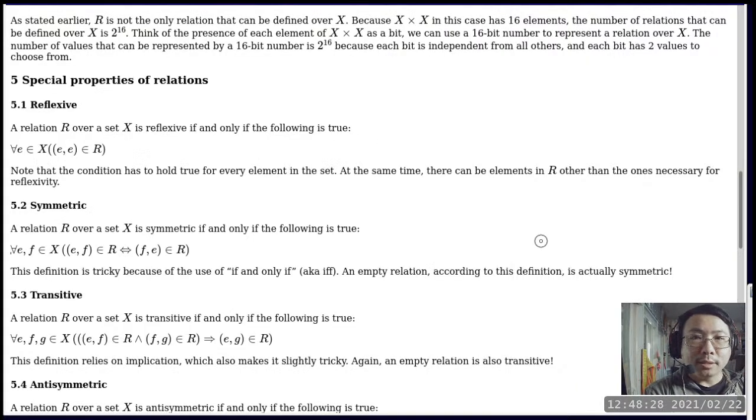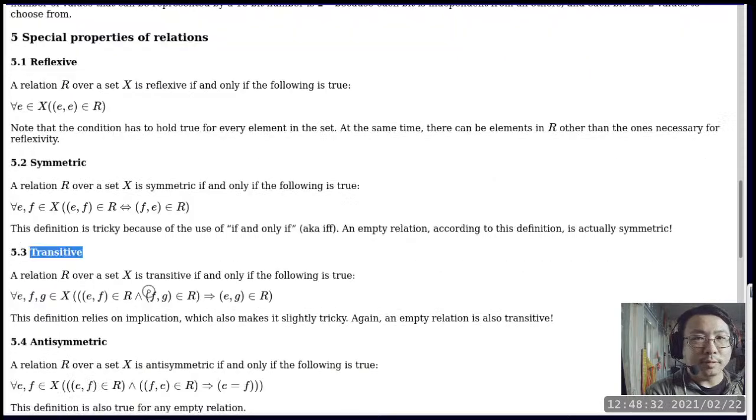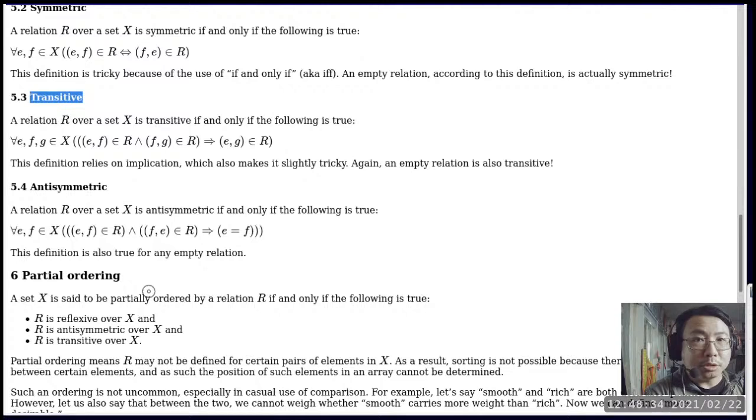Alright, so let's take a look at the next one. The next one is transitive. So we are looking at a relation to see whether it is transitive or not. Once again, I'm just going to read this out first. A relation R over a set X is transitive if and only if the following is true.